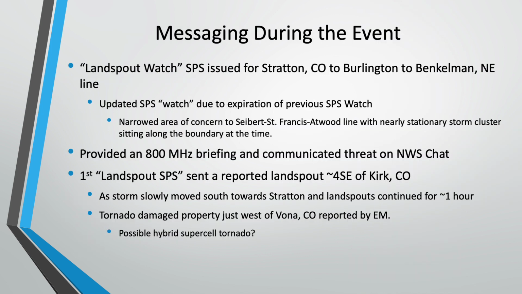So how did we message this? This is something I think we did a fairly good job of. We issued a landspout watch SPS for Stratton to Burlington to Binkelman line. And that's generally what you were going to see on that satellite loop. That was kind of us messaging that potential. Now with that, we did have to reissue the SPS watch a few times due to expirations. And with those, we did narrow that down to an area of concern from Siebert, St. Francis, and then into Atwood. So really kind of honed in along where that boundary was setting up.